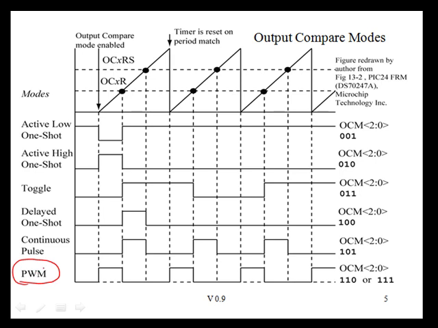The pulse width modulation mode, or PWM for short, works as follows. Whenever the mode is initially enabled, the output pin will go high. The output pin will then return low when the OCR register value matches the selected timer value. At that point, the pin will remain low until the timer is reset on period match, at which point it will return high, and then the process repeats. Notice that the period of this PWM waveform is going to be set by the timer period, while the pulse width time is going to be proportional to the OCR register value.